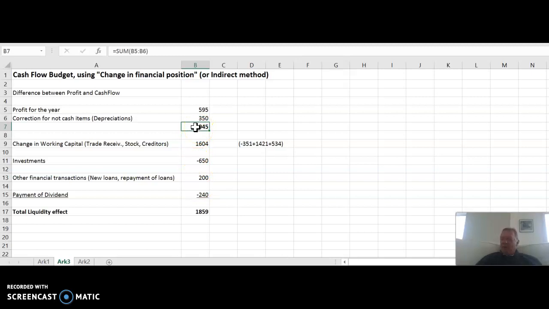And then there are some different things that will affect our liquidity during the year, which are not part of the income statement. It is the change in working capital. Maybe our trade receivables changed, maybe we purchased some more stock, and maybe we paid or didn't pay our creditors. This is of course not part of the 945, so we have to make a correction for these three things. In this case, it was a minus, a plus and a plus. Altogether, we call them working capital, and it is an increase of 1604.